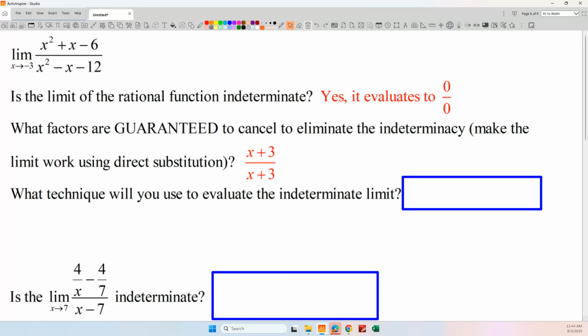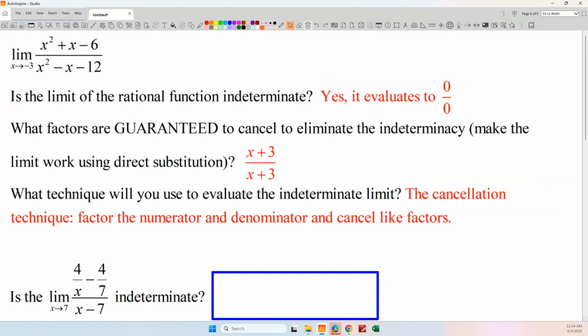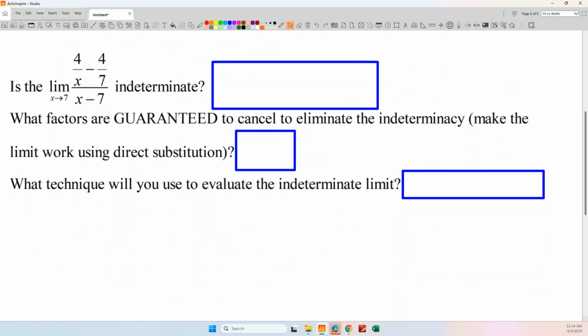Factor and cancel. Yeah. So whatever we want to call that, it's kind of dorky to call it something, but we'll call it the cancellation technique. Factor the numerator, denominator, and then just cancel those factors, x plus 3's. Okay. How about this one?